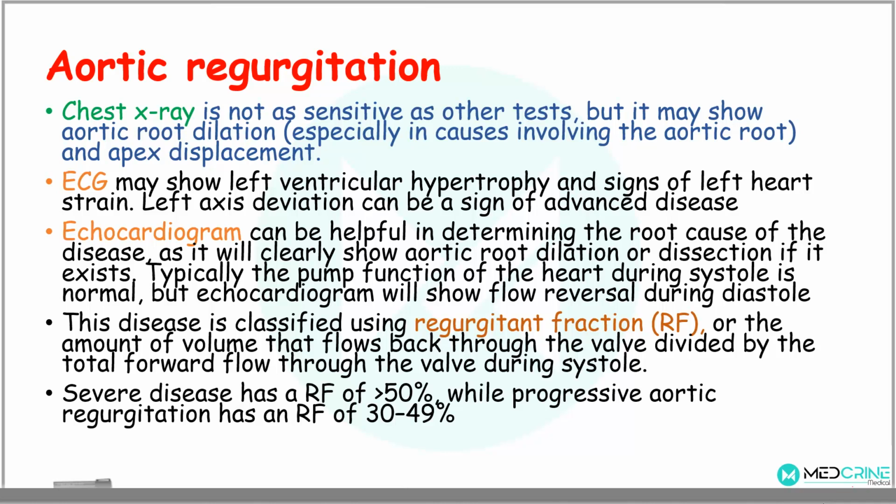In severe cases, there is a regurgitant fraction of more than 50%, while progressive aortic regurgitation may present with a regurgitant fraction of 30 to 49%.